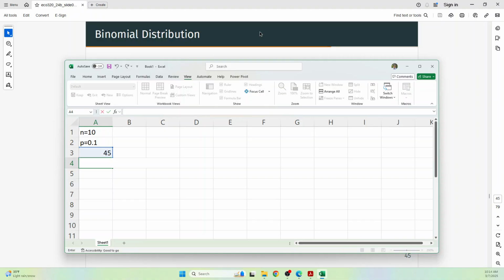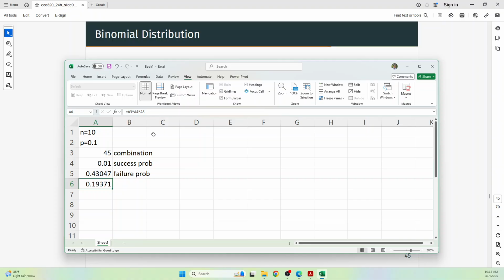So the success probability is the probability of cancellation, which happens twice, right? And the failure probability, the probability that the cancellation does not happen, is 90%. That happened 8 times because out of 10 reservations, 2 are canceled, but the other 8 are not. So you get these numbers, and finally, you multiply them. So this is the combination, this is the success probability, and this is the failure probability. And finally, you get this number.